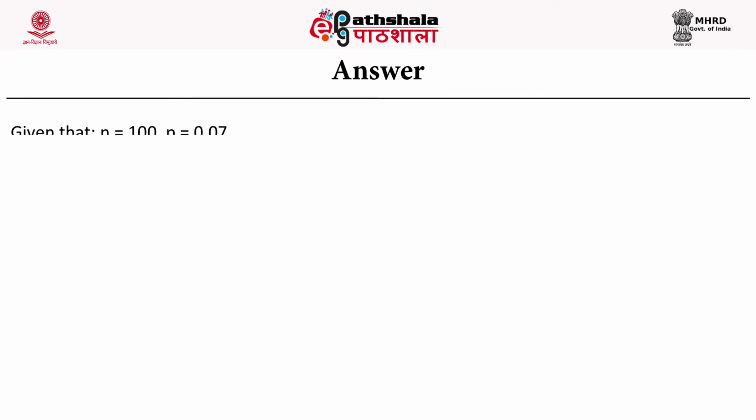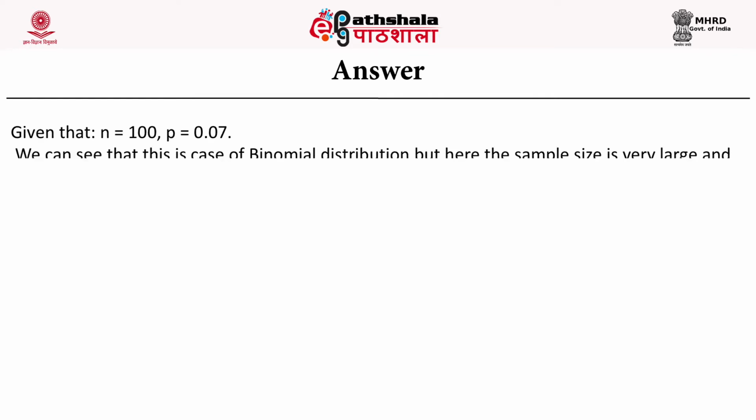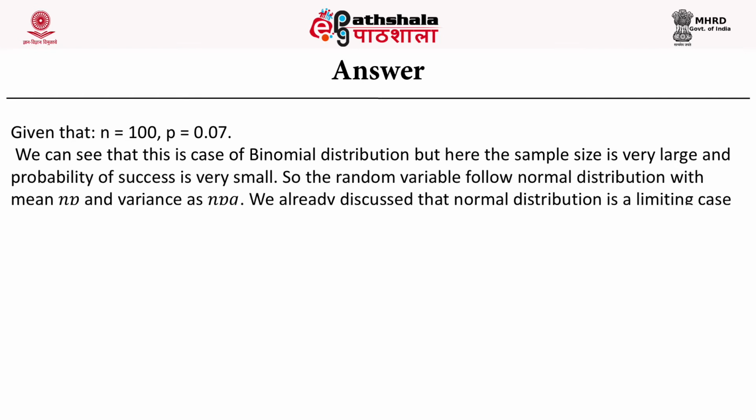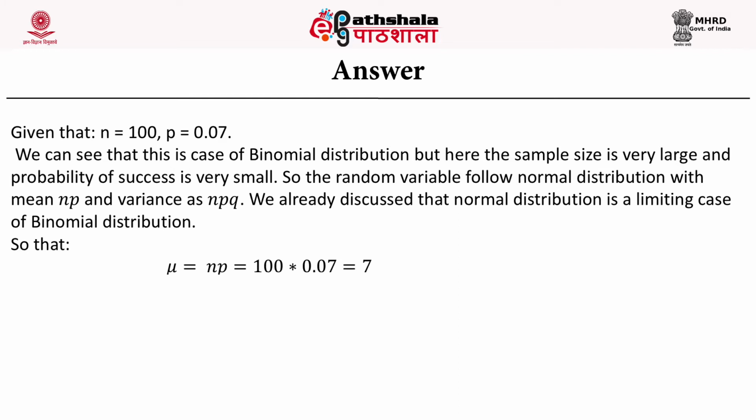So we have n equal to 100 and p equal to 0.07. We can see that this is a case of binomial distribution, but here the sample size is very large and the probability of success is very small. So the random variable follows a normal distribution with mean np and variance npq. We already discussed that the normal distribution is a limiting case of the binomial distribution, so mu is equal to np, which is 100 into 0.07, coming out to be 7, and sigma square is equal to npq, which is 100 into 0.07 into 0.93, which is 6.51, and sigma is equal to 2.551.